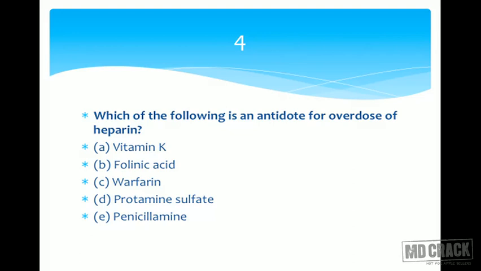If you think of the anticoagulants, heparin is an anticoagulant which is used parenterally. Warfarin is used by oral route of administration. And if you remember, warfarin is a vitamin K antagonist. So vitamin K doesn't apply for heparin. Folinic acid is totally from a different chapter. Next, warfarin is an anticoagulant itself, so it cannot be used. Then you are left with protamine sulfate and penicillamine. Penicillamine is a drug which is used for heavy metal poisoning, and this is why this is out. You are left with protamine sulfate.